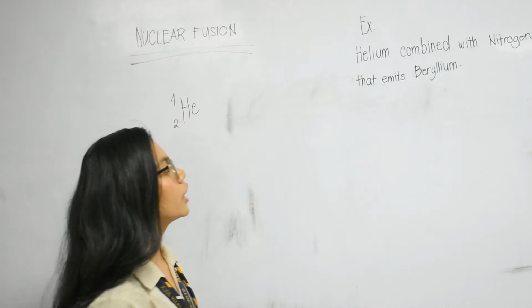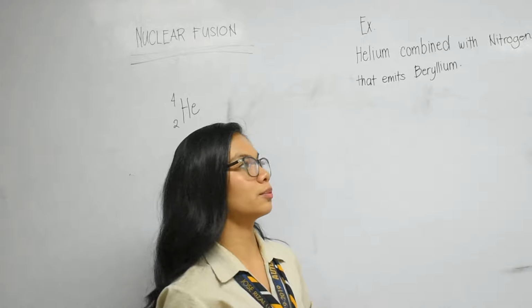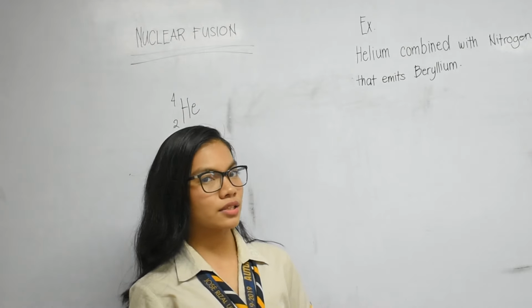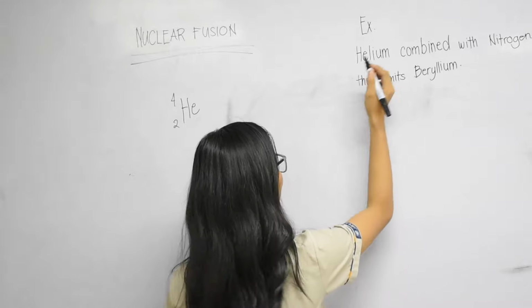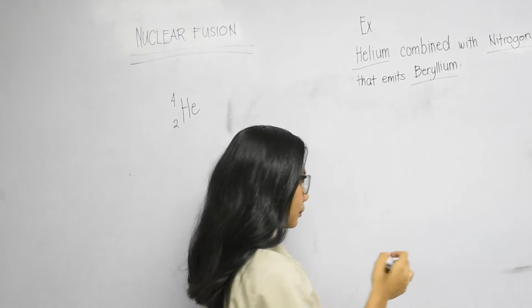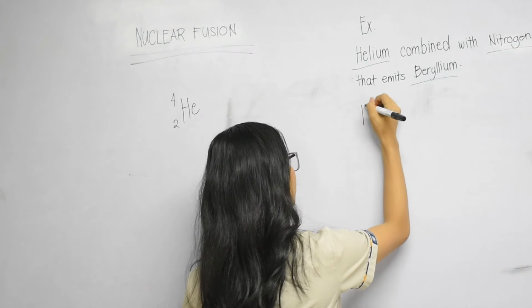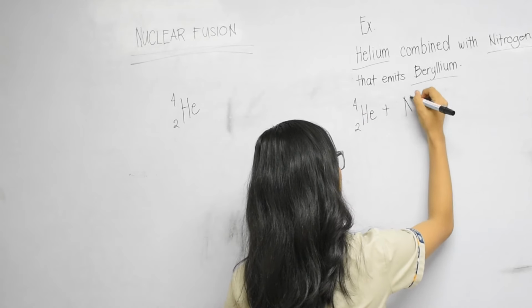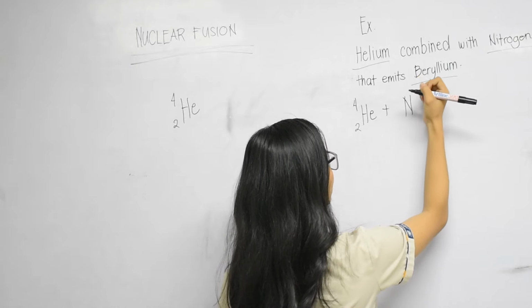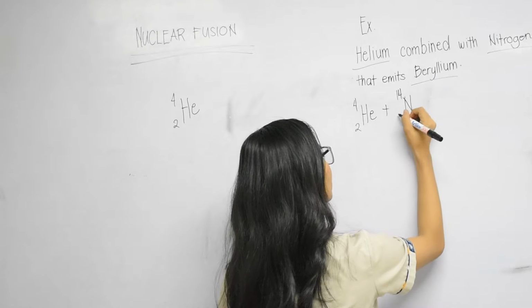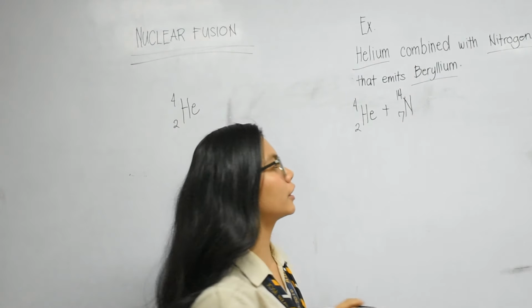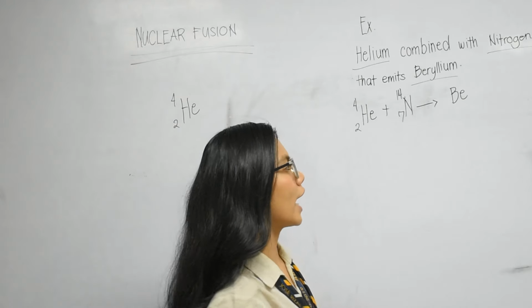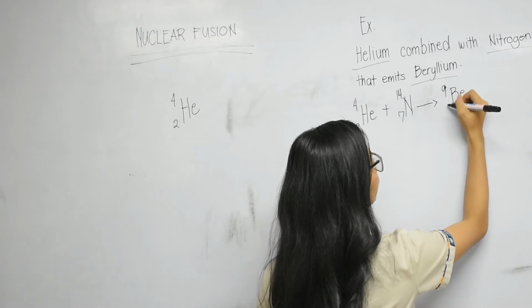For example, we have a given of helium combined with nitrogen that emits beryllium. First identify the given elements, which are helium, nitrogen, and beryllium. The reactants are helium combined with nitrogen, which has an atomic weight of 14 and atomic number of 7, emitting beryllium, with an atomic weight of 9 and an atomic number of 4.